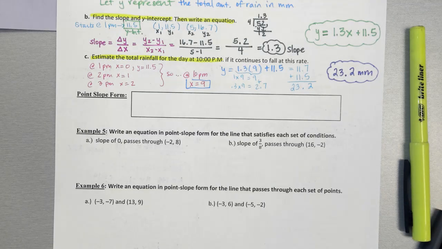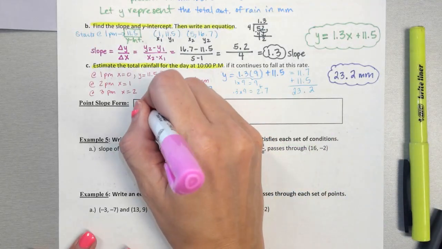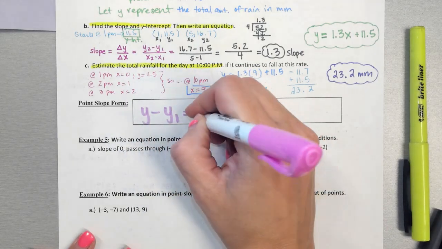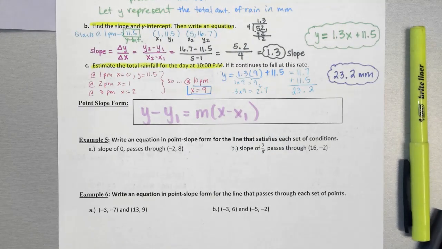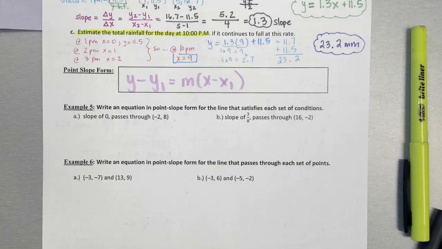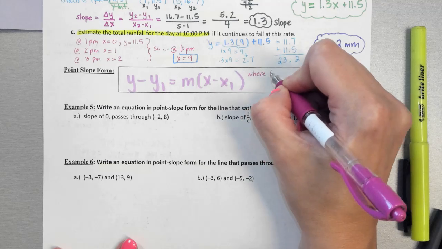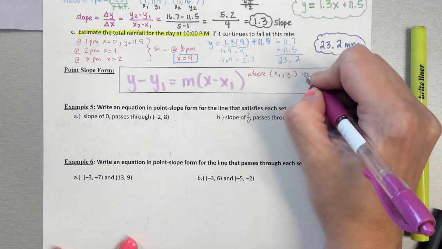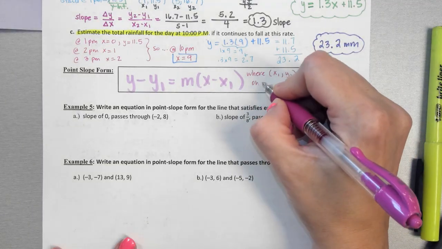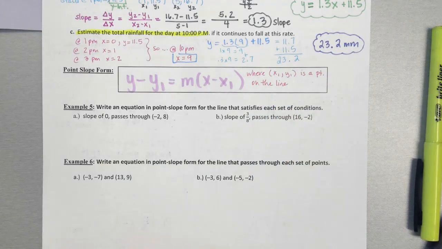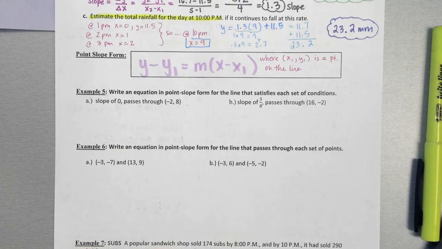Alright, so then let's do point slope form. Do you guys remember the equation for point slope form? Yes, great. Okay, and that is where x1, y1 is a point on the line. Okay, and your book also says like m is the slope, but I feel like you know that, right?